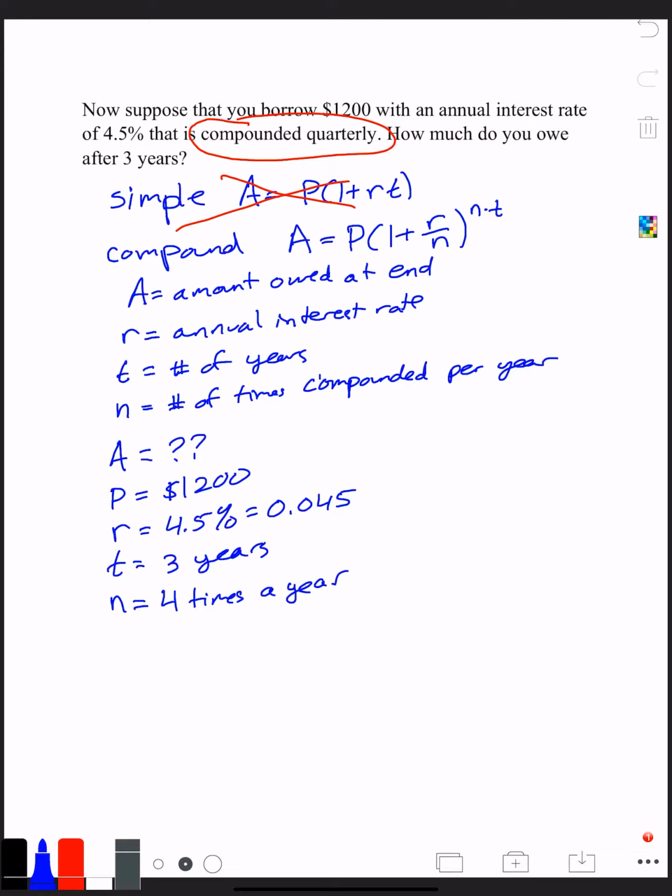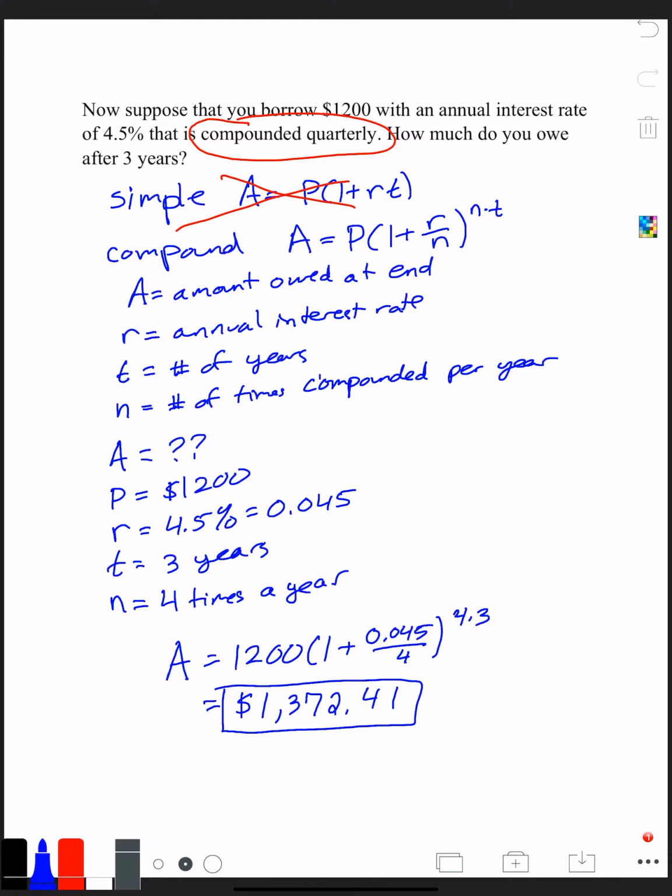Once we've identified all of these, we plug it into our formula. A is equal to 1,200 times 1 plus 0.045 divided by 4, raised to the power 4 times 3. We type this in our calculator, and once we round to the nearest cent, we should get $1,372.41.